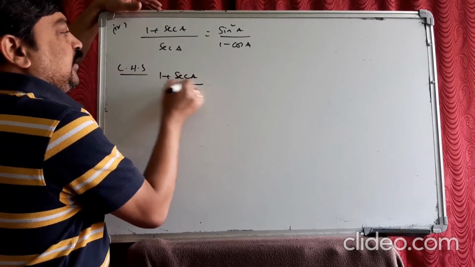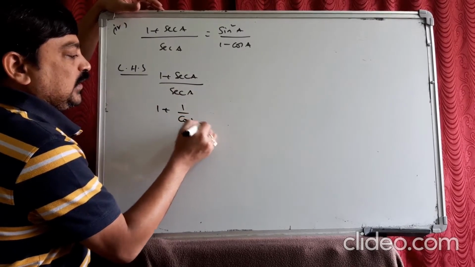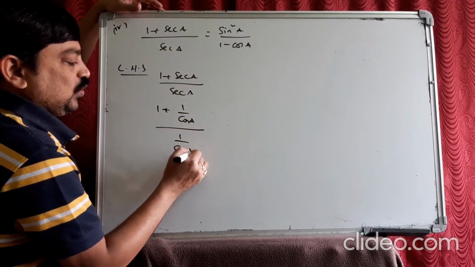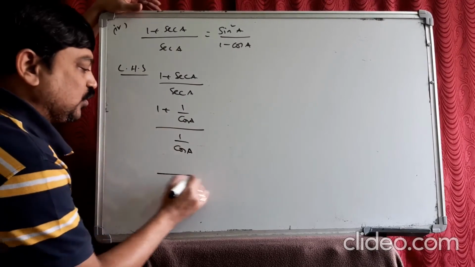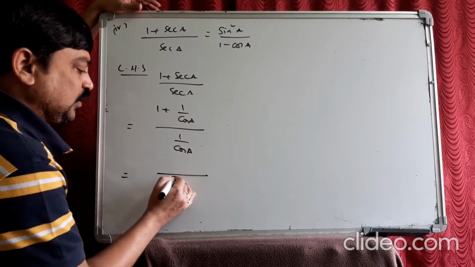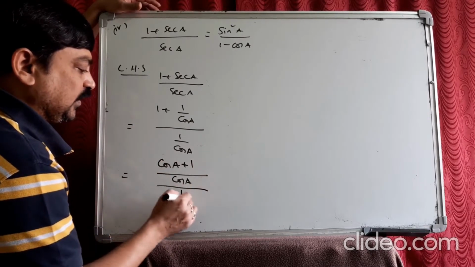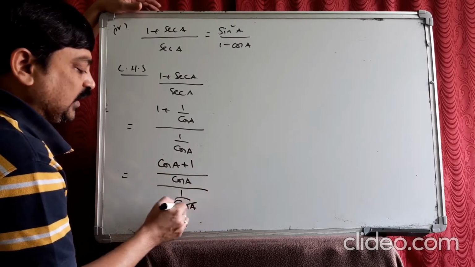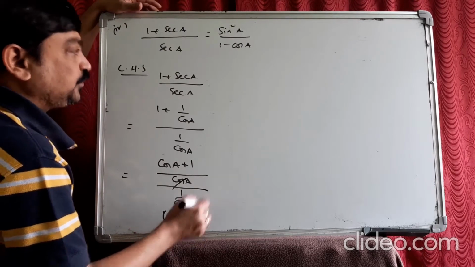1 plus secant A by secant A. You can write (1 plus 1 by cos A) by (1 by cos A). Don't cancel these two. You can cancel only after taking the LCM in the numerator. So the numerator LCM is cos A. It becomes (cos A plus 1) by cos A. You can cancel these two. So the answer will be cos A plus 1.